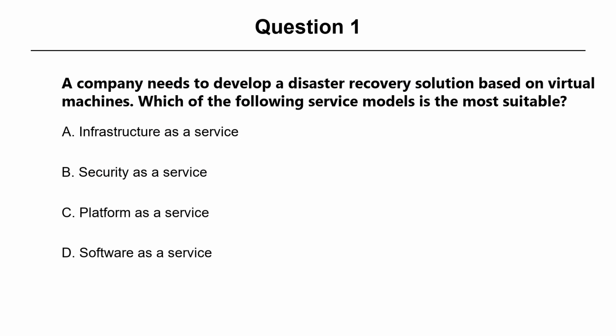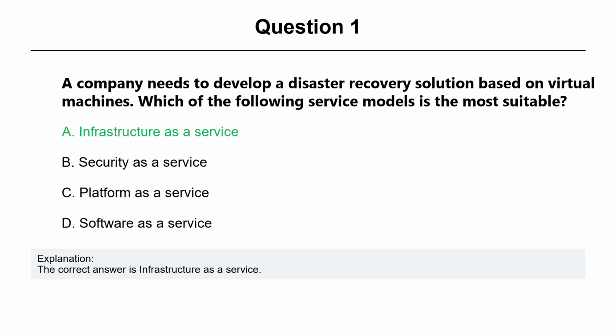Question 1. A company needs to develop a disaster recovery solution based on virtual machines. Which of the following service models is the most suitable? Option A, Infrastructure as a Service. Option B, Security as a Service. Option C, Platform as a Service. Option D, Software as a Service. The correct answer is option A, Infrastructure as a Service.